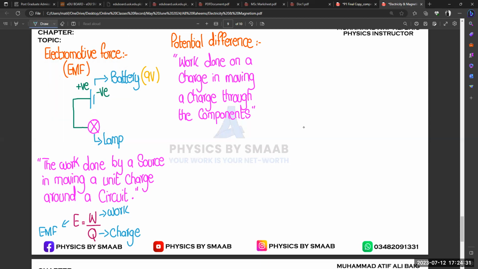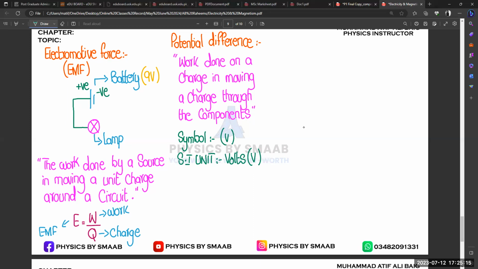The symbol remains the same. If we talk about the symbol, basically the symbol for EMF is E, but for potential difference we are going to write V. And if we talk about the SI unit, the SI unit for EMF and potential difference both remain the same, that is volts, V, right? Any confusion? No.